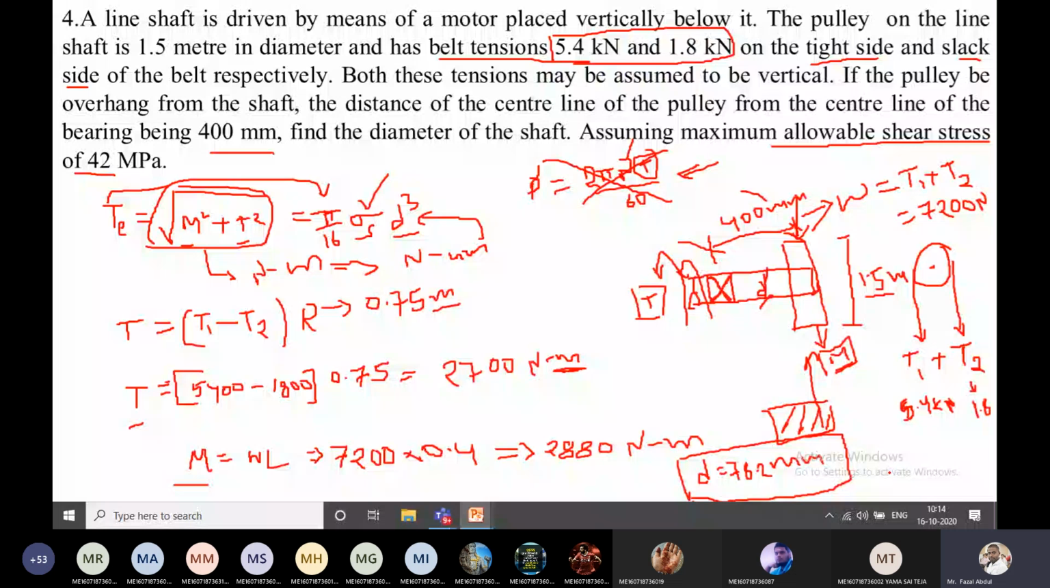Without strength of material and engineering mechanics, you can't solve this design of shaft. If you want to gain successful knowledge in the design of machine elements, you need the knowledge of engineering mechanics and strength of material.